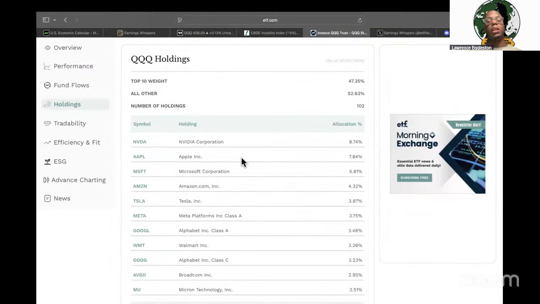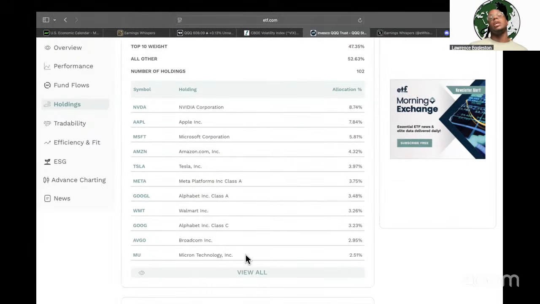Google has played a nice role, but they can only do but so much being at the spot they're at. Walmart has creeped itself up here because Walmart's performed well. Broadcom has even dropped. Broadcom at one point was number 5. They've slipped, right, because of their performance. Micron has climbed because of their performance, but still Micron is at number 10.